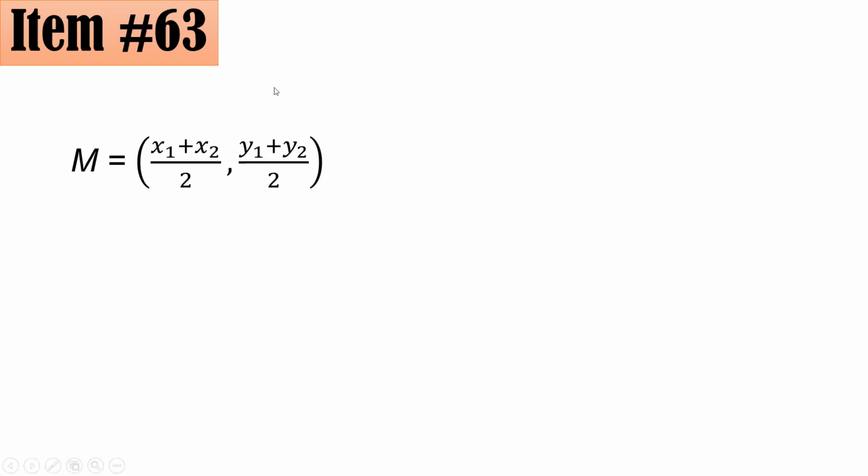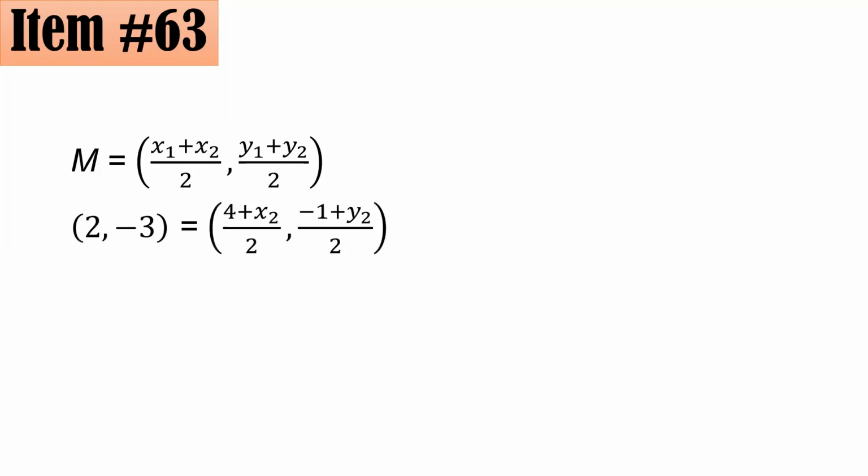That is, the coordinates of your midpoint is simply equal to x sub 1 plus x sub 2 all over 2, comma, y sub 1 plus y sub 2 all over 2. This one here is the abscissa of your midpoint. And the y sub 1 plus y sub 2 all over 2 is the ordinate or the y coordinate of your midpoint. So ito po yung given natin. We don't know the other endpoint to be exact. But we know that the midpoint is 2, negative 3.